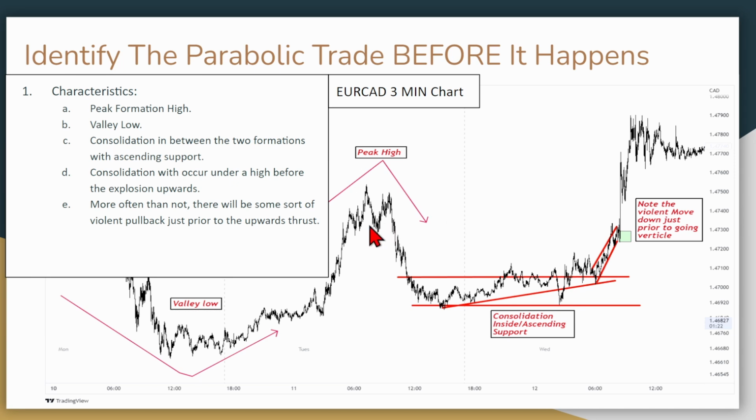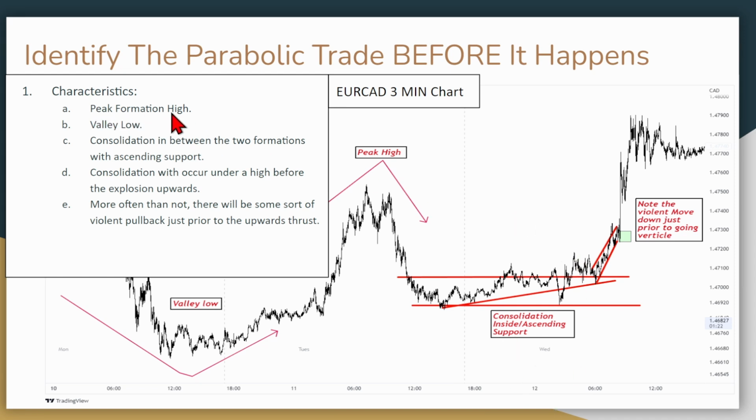Now, identifying the parabolic trade before it happens. That last high, you just heard me speak about the valley low and the peak high. And anybody who was in my live not too long ago heard me say that if I see this pattern, right, or this chart in general, this is the EuroCAD, this is a 3-minute chart, you can identify this on any time frame. It could be on the 1 minute, you can identify it on the 15-minute, but the valley low, the peak high, the consolidation on the inside of that high and low, and then the manner in which that price action begins to present. Consolidation inside, ascending support. So that's kind of one of my characteristics for this trade.